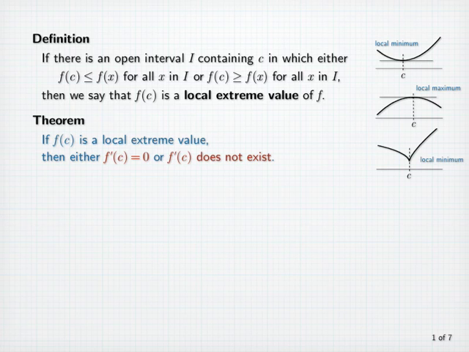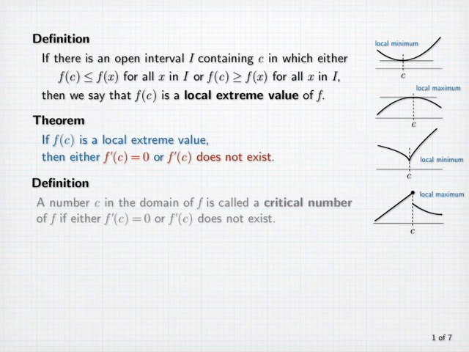This picture shows a local minimum occurring at a point where f is not differentiable. This picture shows a local maximum occurring at a point where f is not continuous and therefore not differentiable. So let's give the following definition. A number c in the domain of f is called a critical number of f if either f prime of c is equal to 0 or f prime of c does not exist.